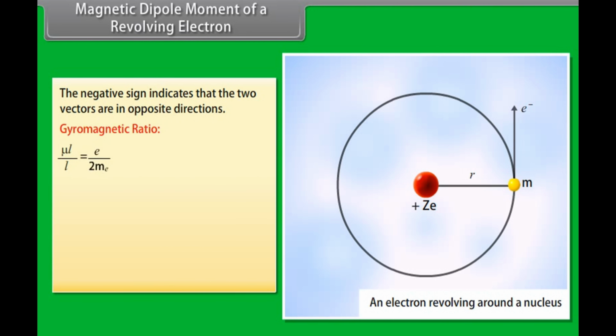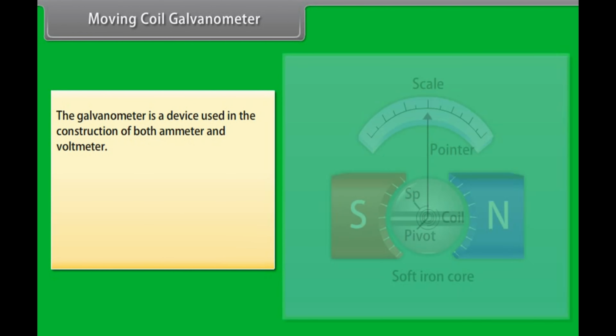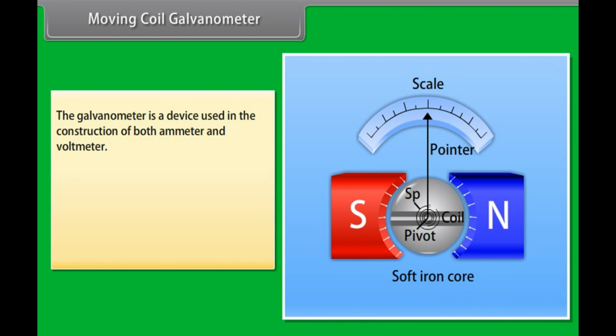Gyromagnetic ratio. Mu L upon L is equal to e upon 2 m e. Its value is 8.8 into 10 raised to the power 10 coulomb per kilogram for an electron. Bohr magneton. Mu B is equal to e h upon 4 pi m e. Its value is constant and equals 9.27 into 10 raised to the power minus 24 ampere meter square. Moving coil galvanometer. The galvanometer is a device used in the construction of both ammeter and voltmeter.